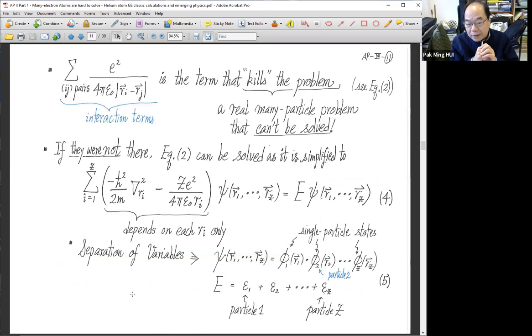Now I would like to make the most important point about the general problem. The point is it cannot be solved. Very simple. Okay, but why? The term that kills the problem is this term. This is the electron-electron interaction term. Why does it kill the problem? It is because it cannot be separated.